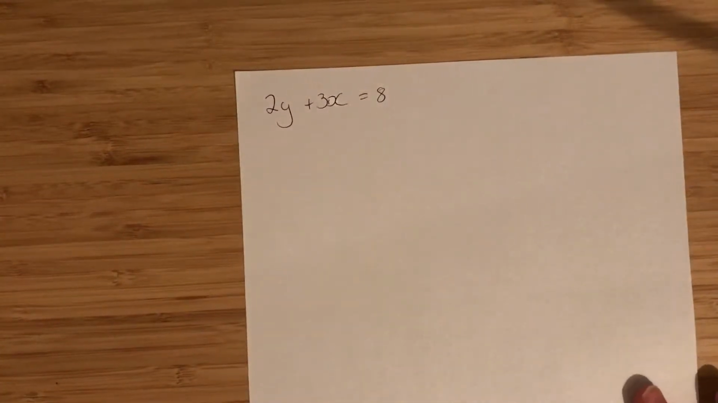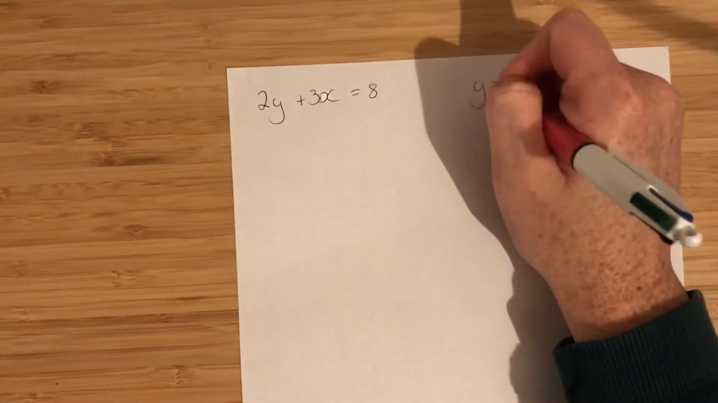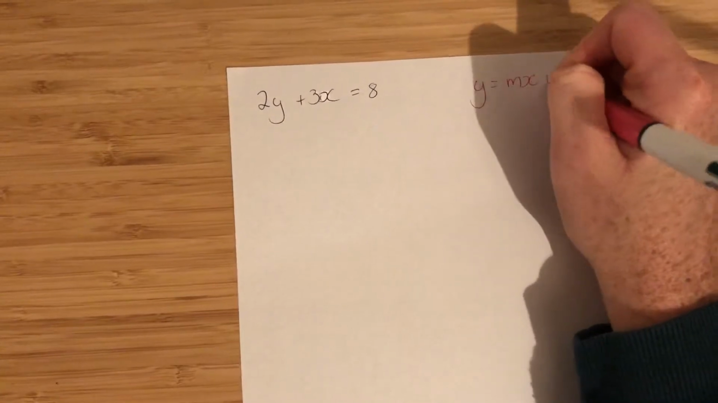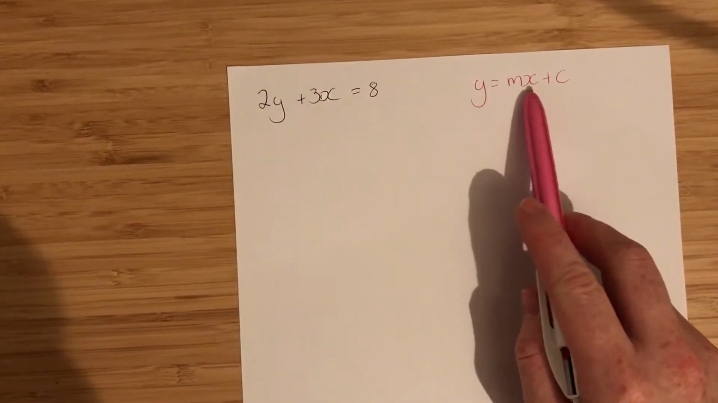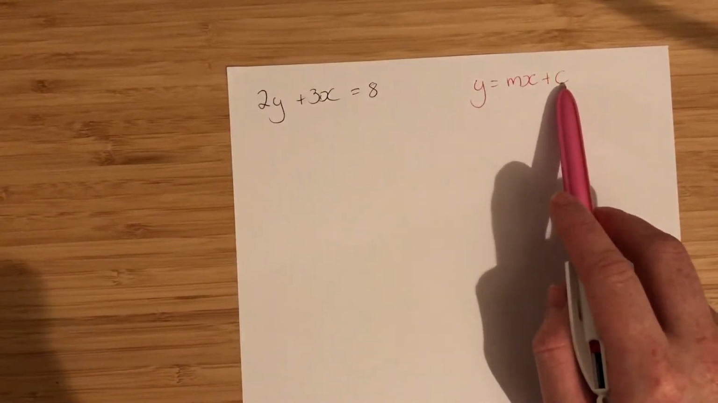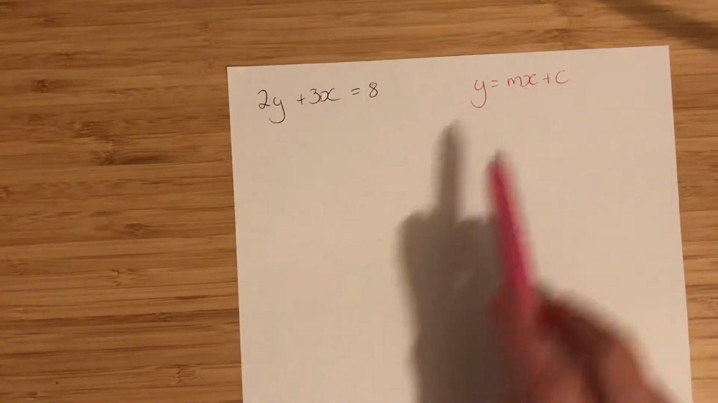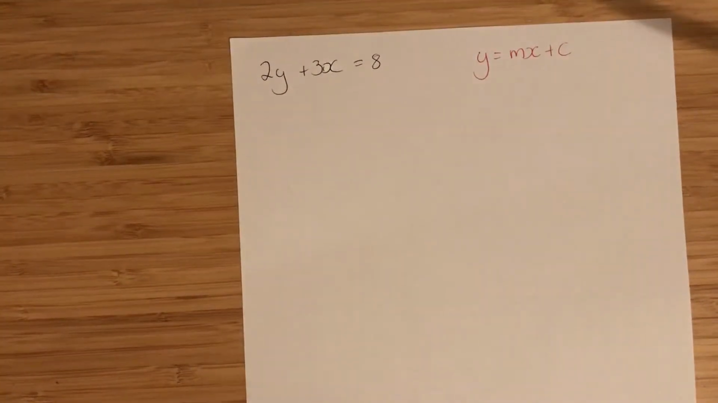So for our first example, we've got 2y plus 3x equals 8. So our aim, like I was just saying, is to get that into the form y equals mx plus c. If we can get it to look like that, then whatever number is attached to the x, that will be your gradient, and then whichever number is here, the plus c, that's going to be your y-intercept. So let's have a look at 2y plus 3x equals 8.